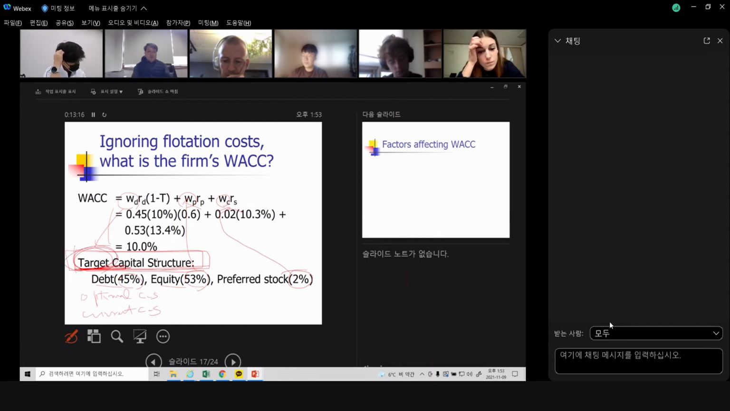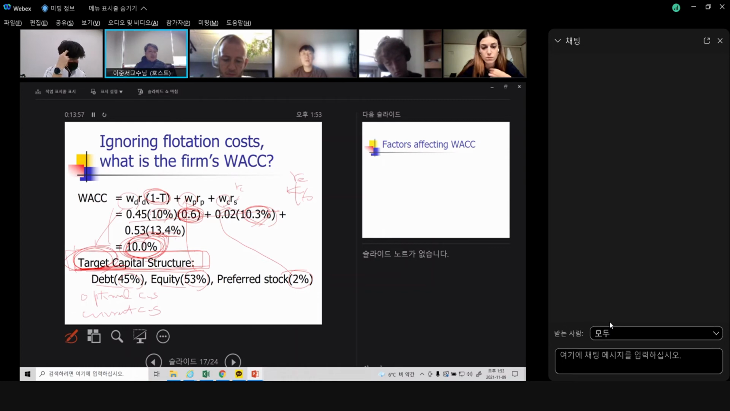And the cost of debt is 10%. And we should consider the tax deductible effect, right? Tax deductible, as I told you, the tax deductible effect. And RP is the cost of preferred stock. RC or RS is 13.4%. So we ignore the 14% of RE, right? So if we calculate this, WACC is going to be 10%. So we figured out a WACC of 10% with the example. All right.